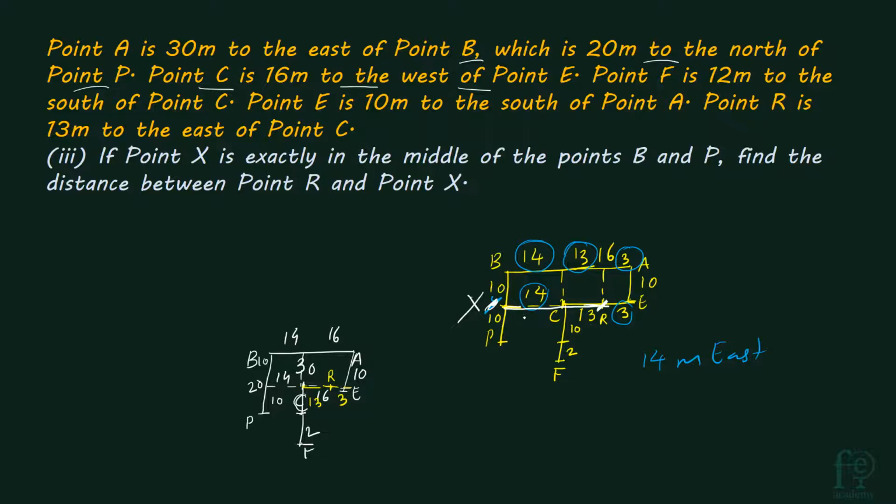You know this distance is equal to 14 and this distance is 13. CR is equal to 13 and XC is equal to 14. It's already in the figure itself. So 14 plus 13 is equal to 27 meter will be your final distance between X and R.